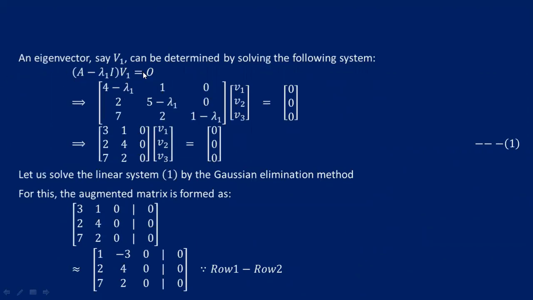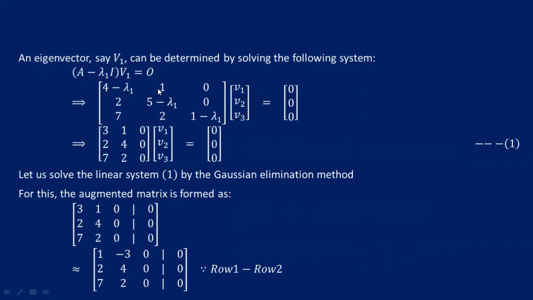Eigenvectors, say v1. For example, we have 3 eigenvalues, so we have three eigenvectors. Let's suppose our first eigenvector is v1. v1 can be determined by solving the following system: A minus lambda 1 I into v1 is equal to 0.